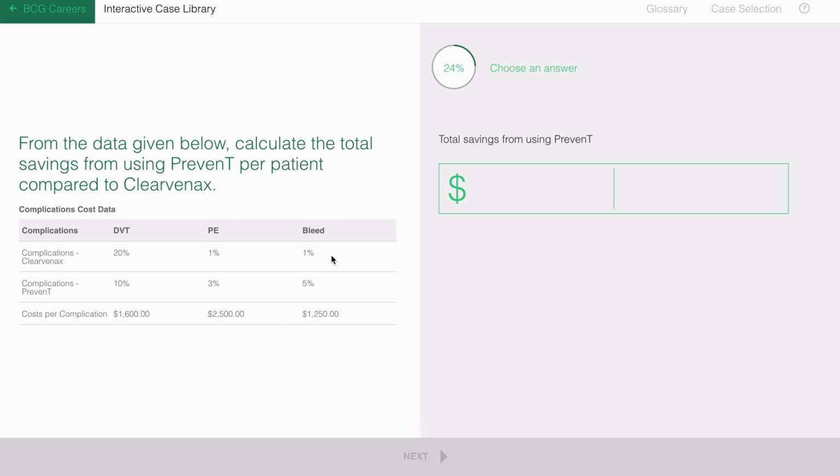Similarly, for bleed, PreventT performs 4% worse. Multiplying that by a $1,250 complication cost also gets us a $50 cost, right? So overall, PreventT saves the hospital $160 on DVT. It costs the hospital $50 on PE, and it costs the hospital $50 on bleed. So net overall, the economic value is $60. In other words, if hospitals used PreventT instead of Clearvanax, on average per patient, they should expect to save $60.